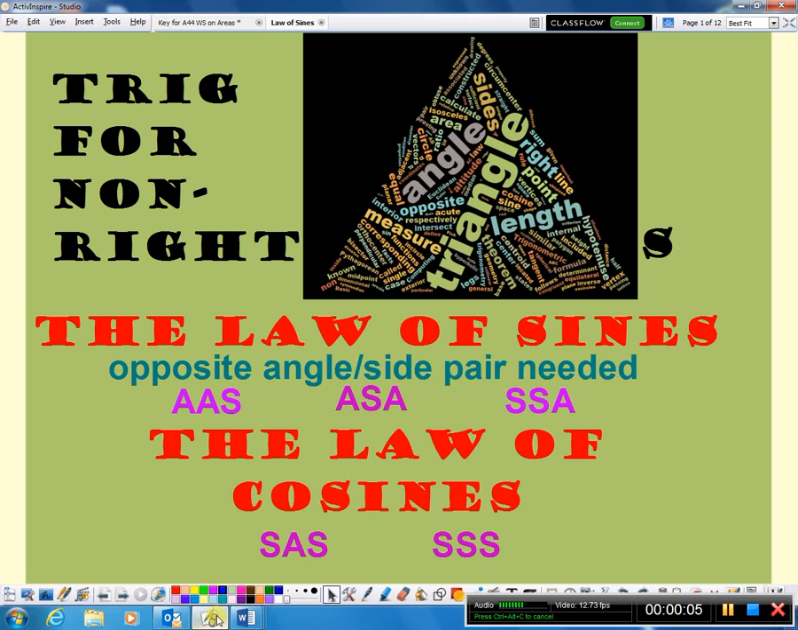Today we're going to learn the first of two methods that are appropriate for non-right triangles. We can use the law of sines when we have angle, angle, side, or angle, side, side. Or let me tell you another way that might be easier for you to remember when to use the law of sines. And then you'll see the law of cosines the following day.